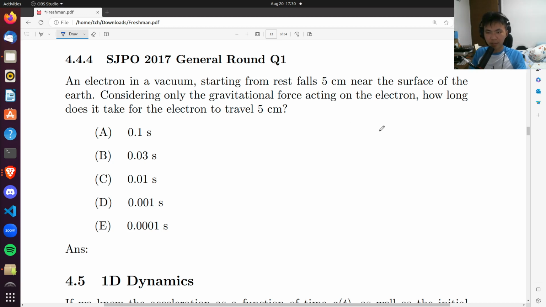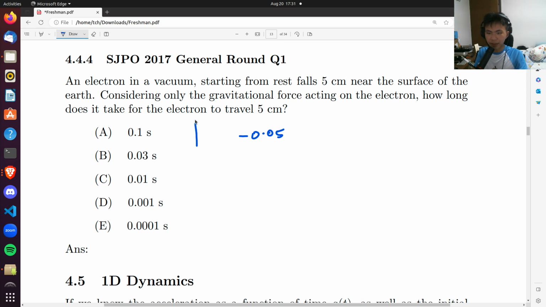Okay, so for the next question, an electron falls 5 cm near the surface of the Earth, right? Considering only gravitational force, how long does the electron take to fall 5 cm? So the SUVAT rules, if you apply it, it will just be minus 0.05, right, for the falling 5 cm.